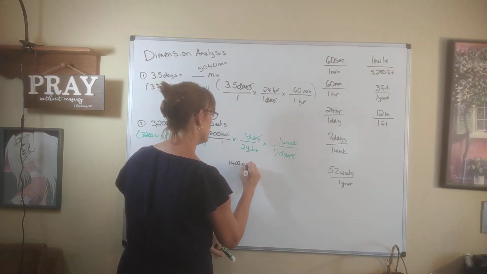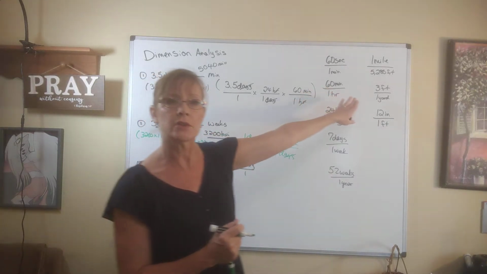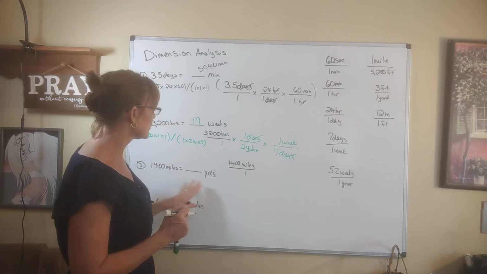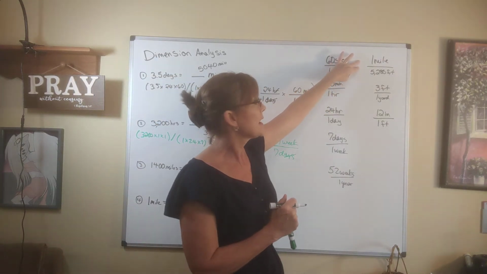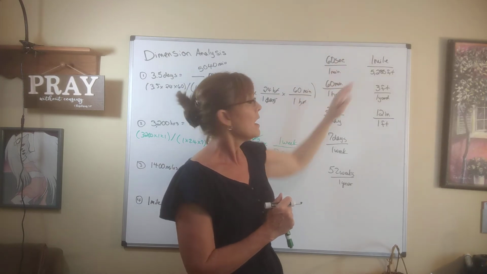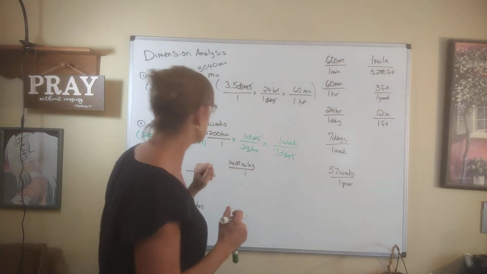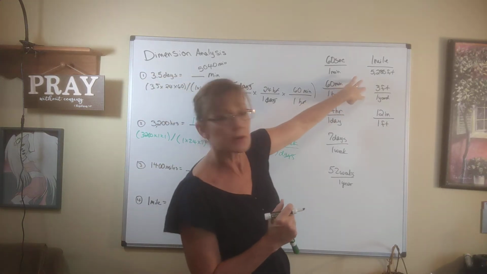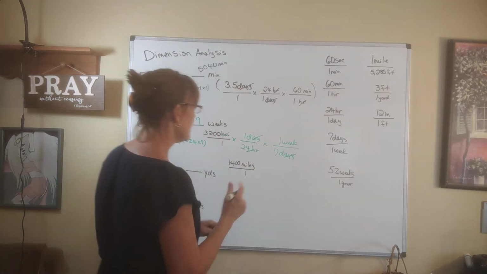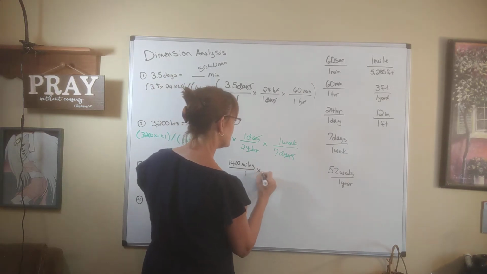1,400 miles over 1. And then, let's see, I have these other units up here. We want to convert to yards. So I have this conversion: 1 mile is equal to 5,280 feet. We'll use that one. And then we want to make it to yards, so we can use 3 feet per 1 yard. So let's do that. Let's convert between the miles.